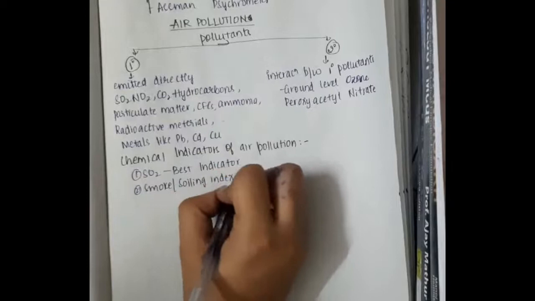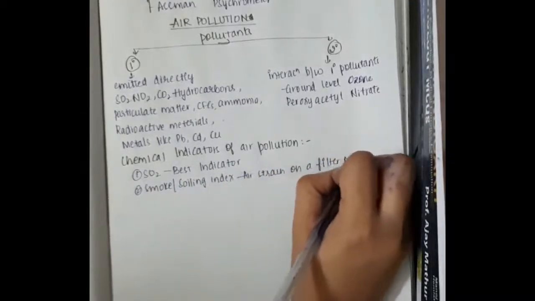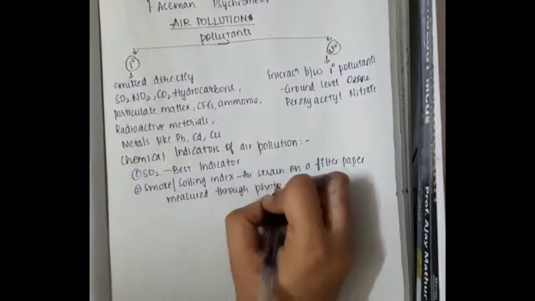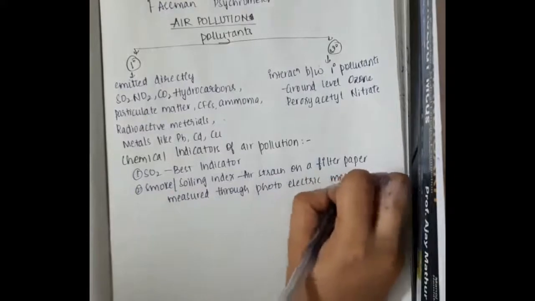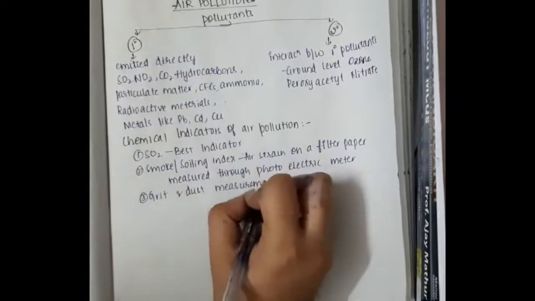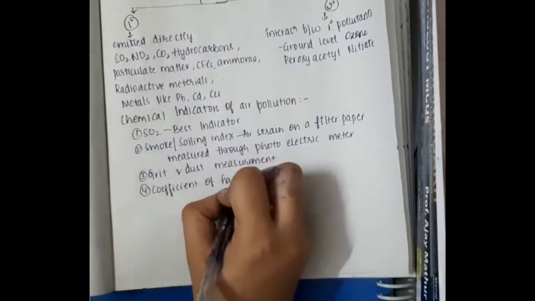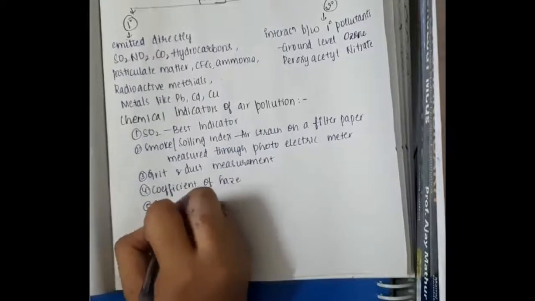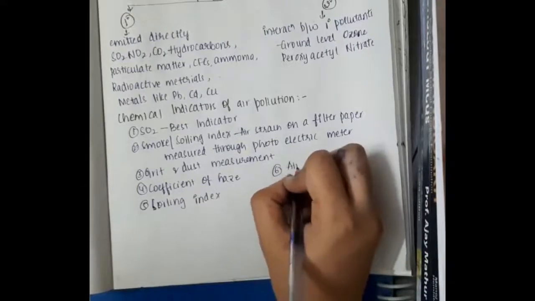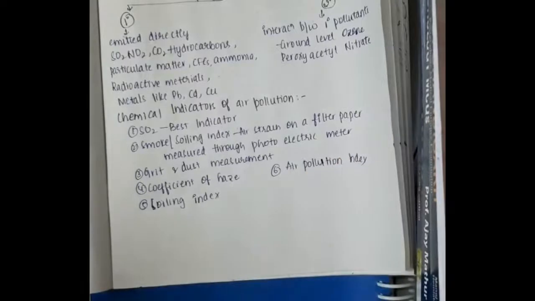Smoke and soiling index: air stain on filter paper is measured with the help of a photoelectric meter, that is soiling index or smoke index, with the help of filter paper measurement. Third, grit and dust measurement, coefficient of haze measurement, soiling index, or finally air pollution index. All these are the chemical indices of air pollution.